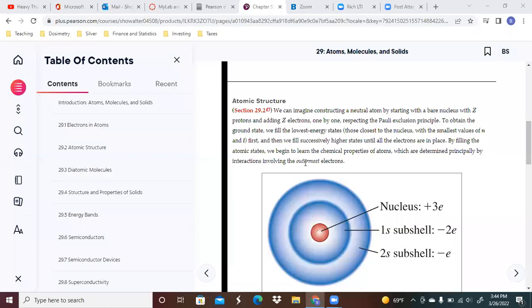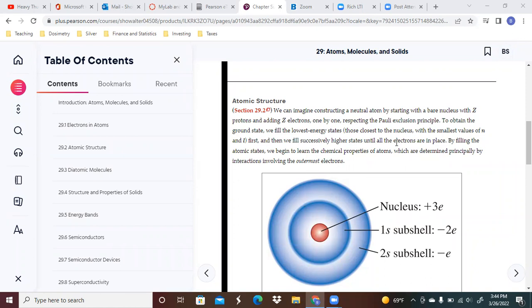This is going to be the lecture over chapter 29, section 2. We're going to take another look here at atomic structure. So we can imagine constructing a neutral atom by starting out with a bare nucleus with Z protons and adding Z electrons one by one, respecting the Pauli exclusion principle.